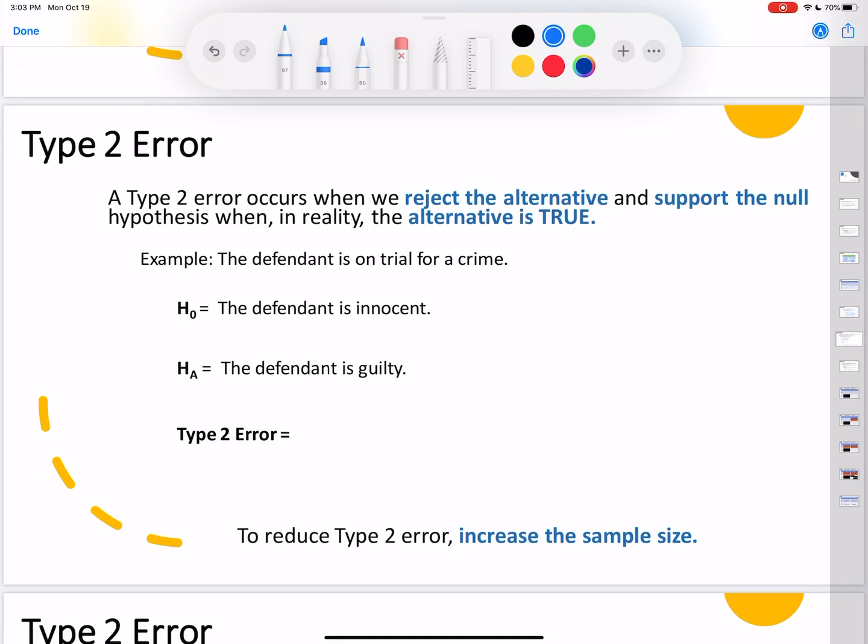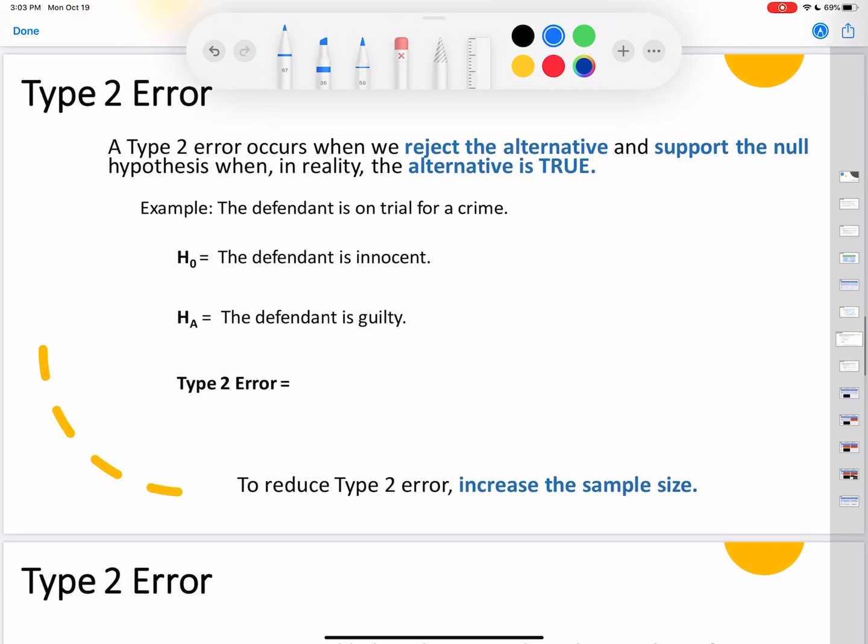A type 2 error occurs when we reject the alternative and support the null hypothesis. In reality, the alternative is true. So again, the defendant is innocent is the null, and the defendant is guilty is the alternative. The type 2 error would be when we reject the alternative and support the null. So the defendant is guilty, but was found innocent.